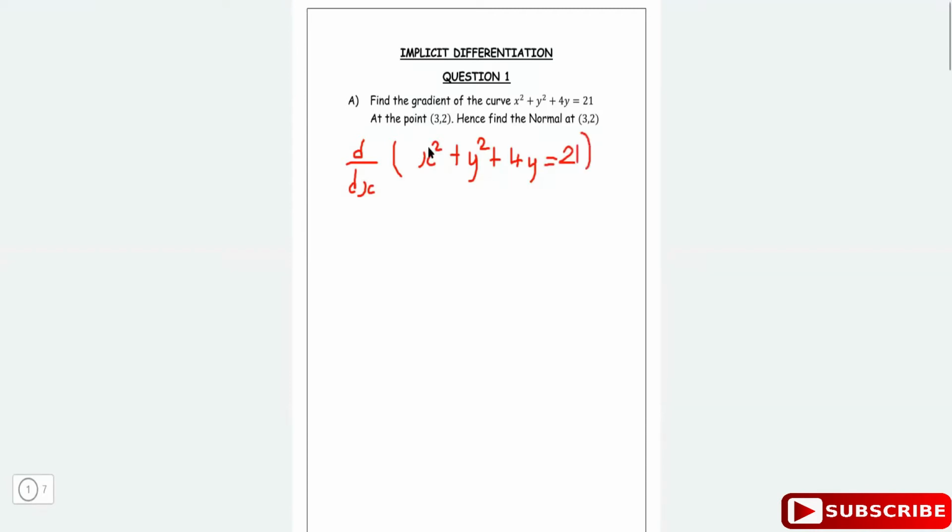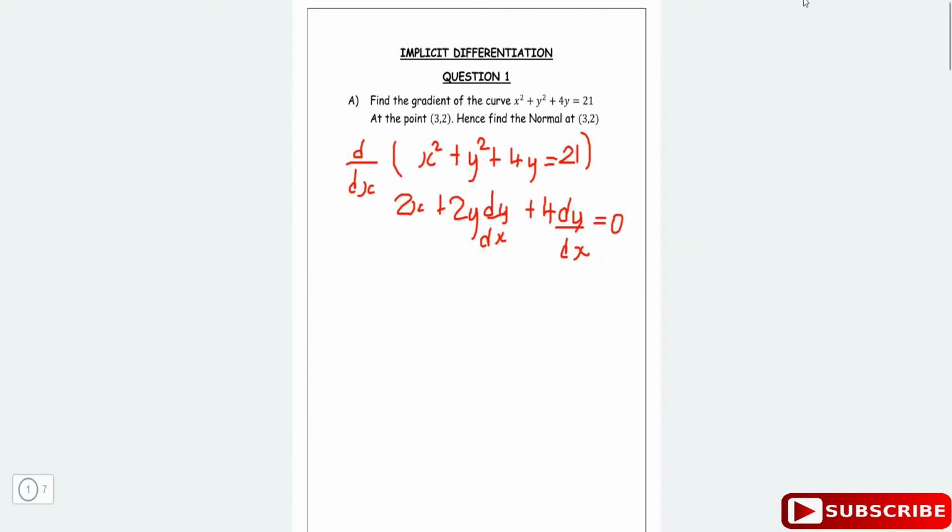When you differentiate x squared, you get 2x. Plus, when you differentiate y squared, you get 2y, but then you have to multiply by dy by dx. That is implicit differentiation. Then when you differentiate 4y, you get 4 dy by dx. And that is equal to 0, because when you differentiate the constant 21, it is 0.